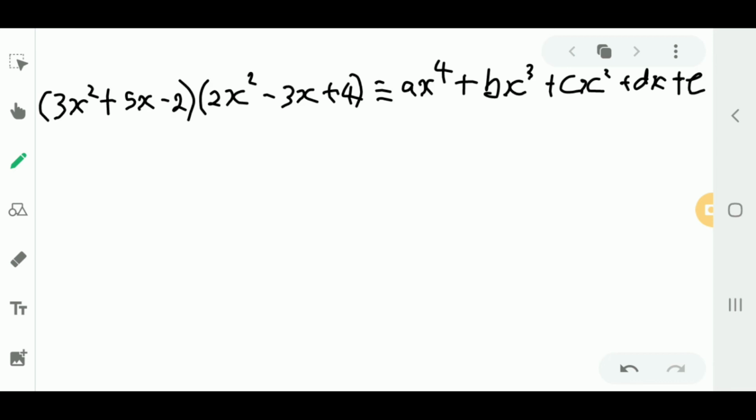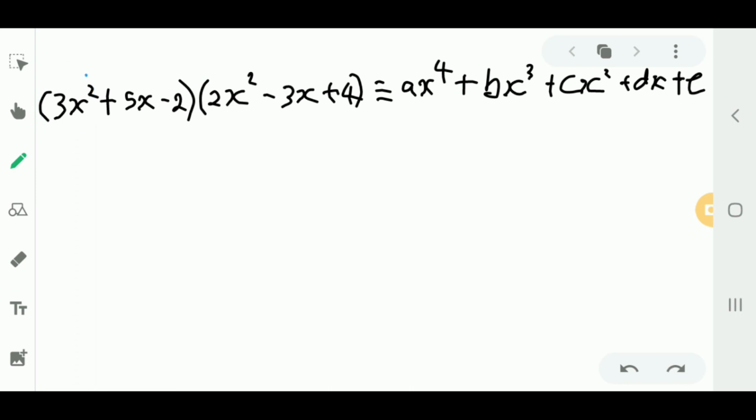Okay, so you can get a question like this and be told, without working it out, to tell what is A, what is B, what is C, what is D, what is E. In order to find A, you have to determine what is the x to the fourth. So if you look carefully, if you multiply this by this, you get 6x to the 4. That would be the only thing that you would get with x to the 4. That means A is 6.